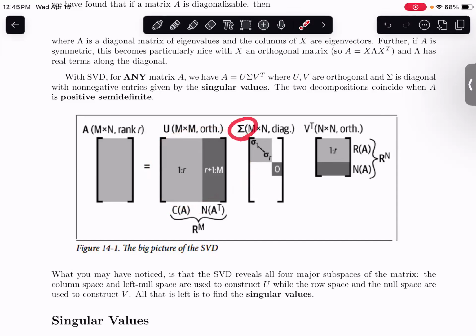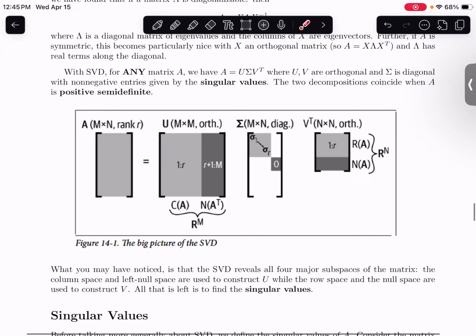And then the sigma, again, is these singular values, which are just the square roots of the eigenvalues. But I haven't said what eigenvalues they're the square roots of yet. It's not going to be A. It's actually going to be A transpose times A. And then for V transpose, the rows are going to be given by the basis of the row space. Again, the null space is orthogonal to the row space, so you can complete the basis by filling in the remaining rows with elements of the null space.